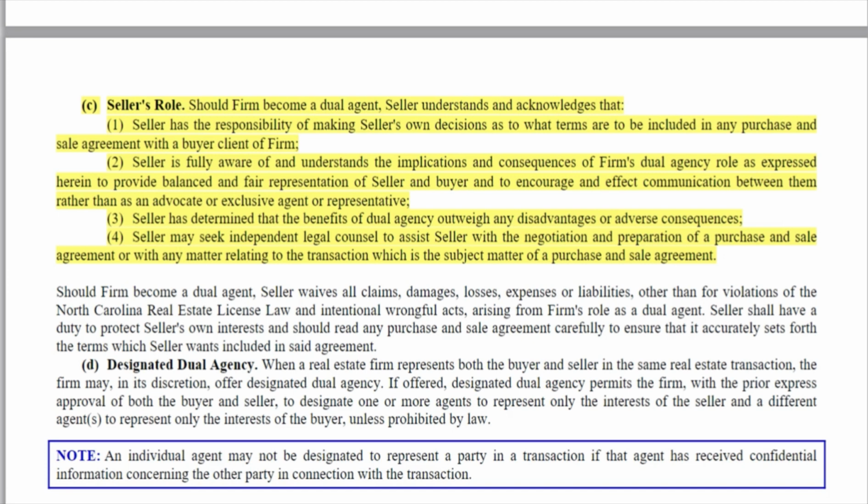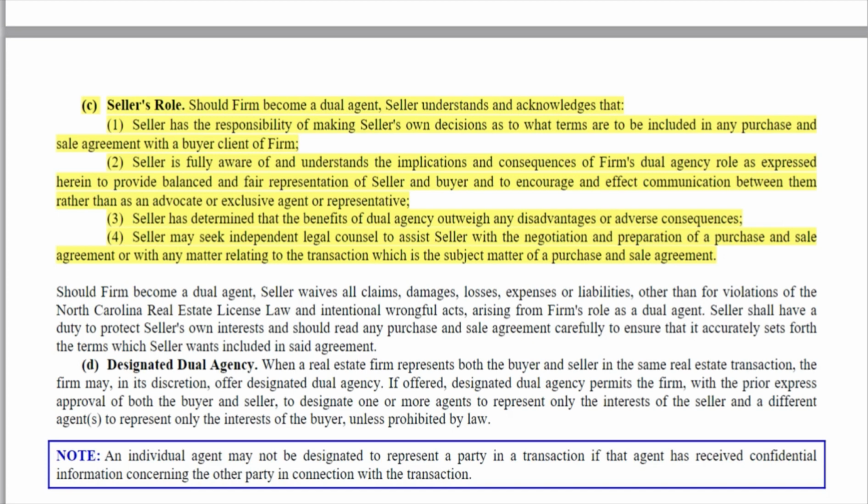Number two, the seller is fully aware of and understands the implications and consequences of the firm's dual agency role as expressed herein, to provide balanced and fair representation of seller and buyer, and to encourage and effect communication between them rather than as an advocate or exclusive agent or representative. Number three, the seller has determined that the benefits of dual agency outweigh any disadvantages or adverse consequences.